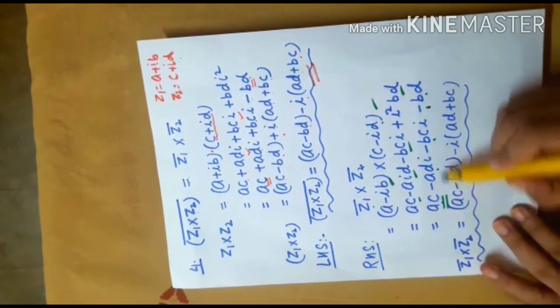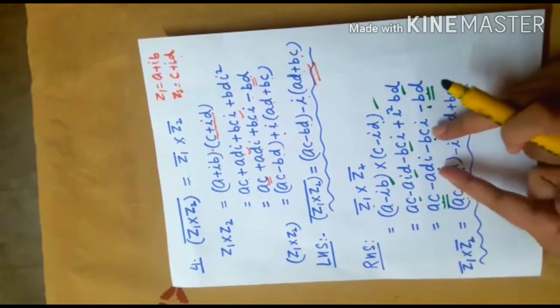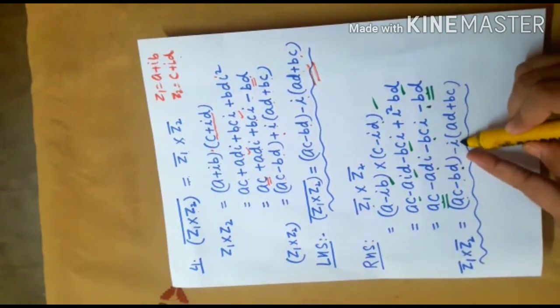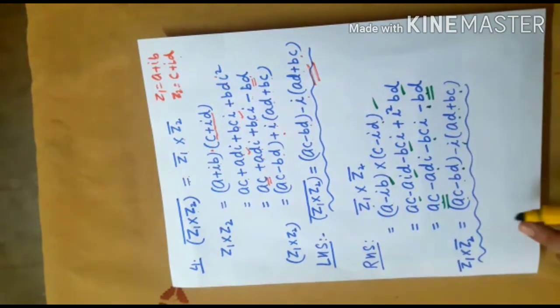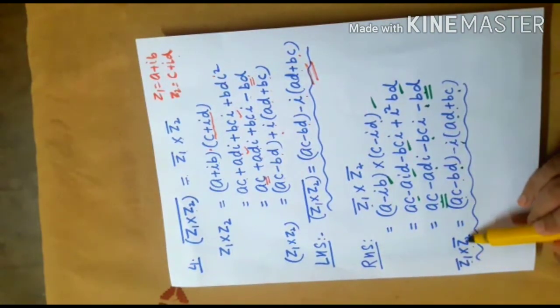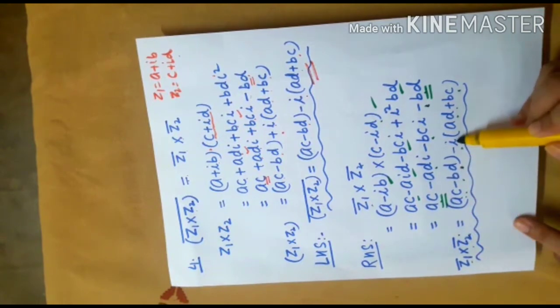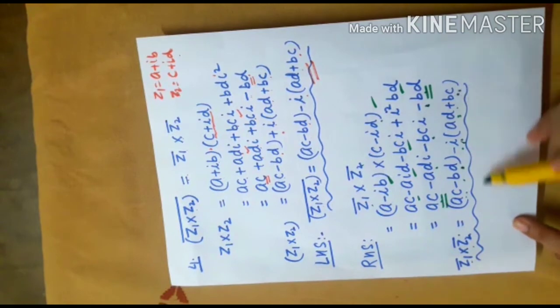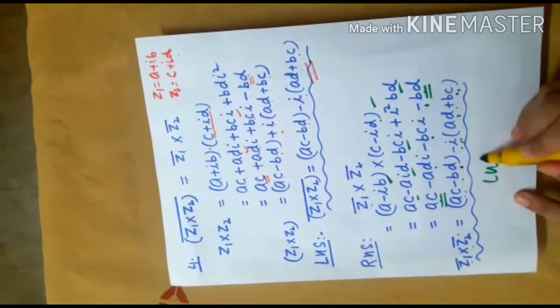Now again combine the real parts. So it is AC minus BD, and from these two take out minus iota common. I'll be left with AD plus BC. So conjugate of Z1 into conjugate of Z2 is AC minus BD minus iota (AD plus BC). And you can see left hand side and right hand side both are equal.